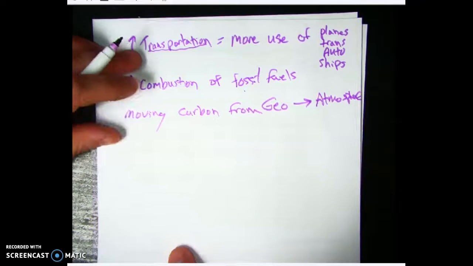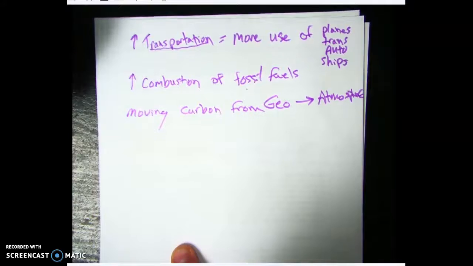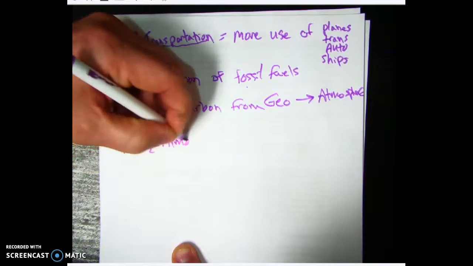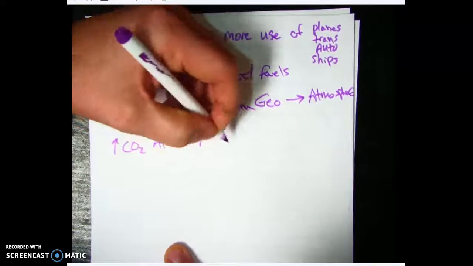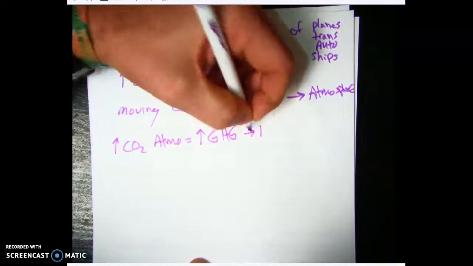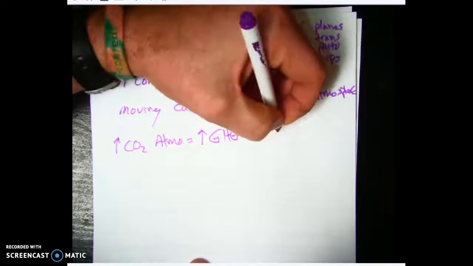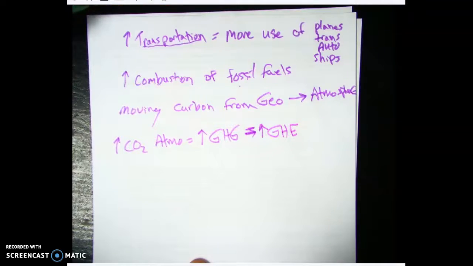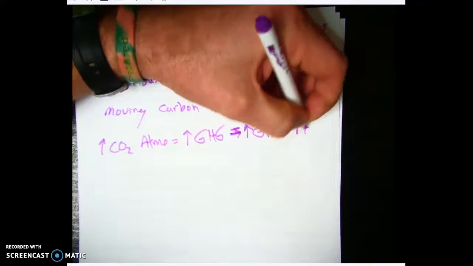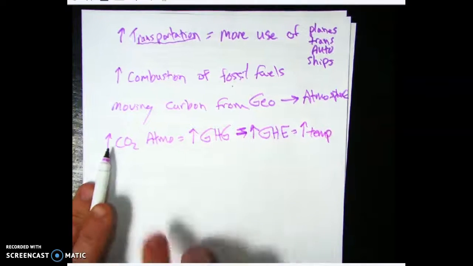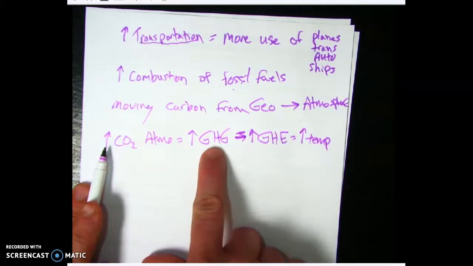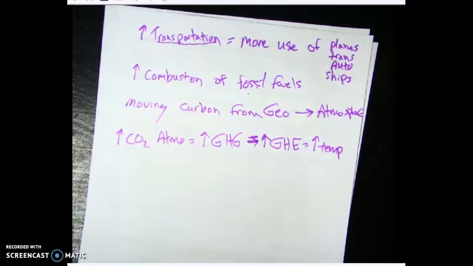What is this going to have for an effect on temperature? Well, increase CO2 in the atmosphere means that it's an increase of greenhouse gases, which means it will have an increase in greenhouse effect. And we know that the more energy that is trapped, it will increase temperature. But don't just say it's going to have an immediate rise in temperature. Try to connect it to the greenhouse gases, the greenhouse effect, and then the temperature.